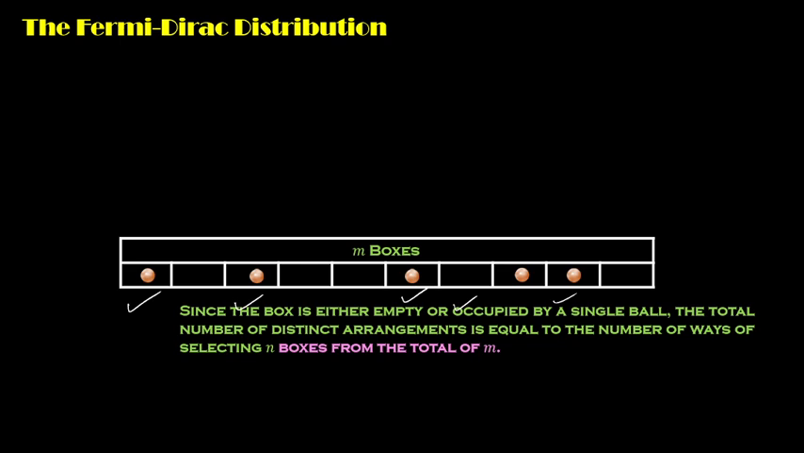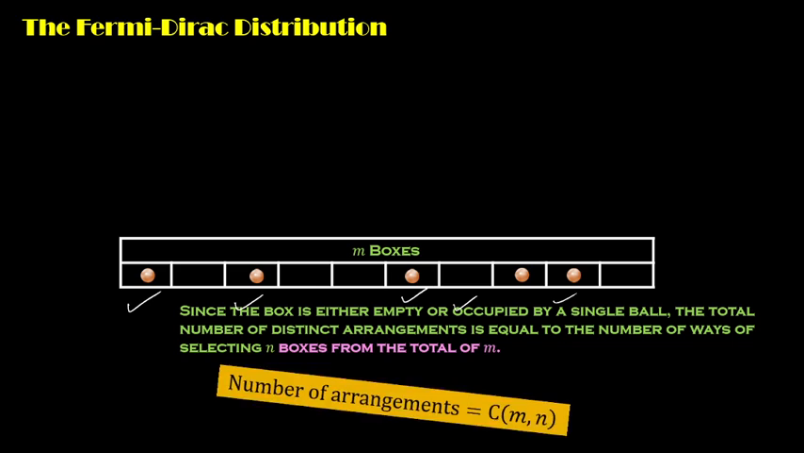So the number of ways in which the balls can be distributed over these m boxes, subject to the condition that they are indistinguishable and at most one ball is present in a box, is equal to the number of ways n boxes can be chosen from m boxes. So we only have to choose n out of m boxes and put balls into them, and this will give us one arrangement. Then we choose another set of n boxes from m boxes, put the balls into it, and it gives us a new distinct arrangement.